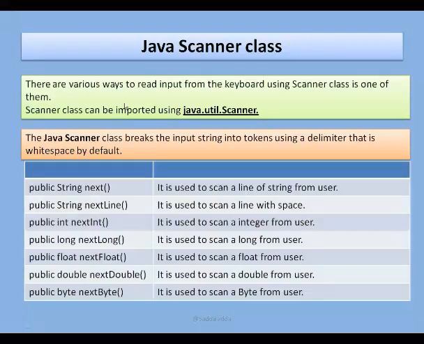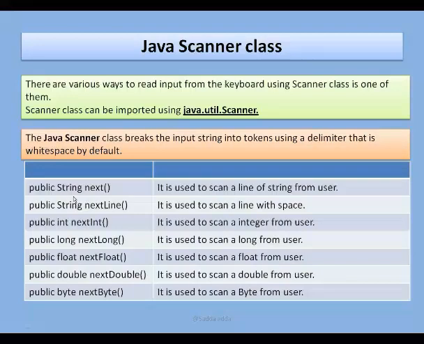Whenever you want to use that class, you have to import the java.util package. The Java Scanner class basically breaks the input string into tokens. It breaks the string into small tokens using a delimiter, which is white space by default. There are so many methods in this class which we are going to use in order to scan something, or to take input from the user through the keyboard.